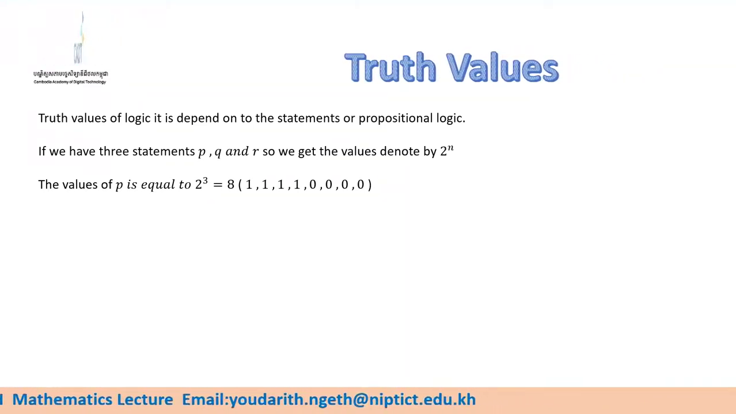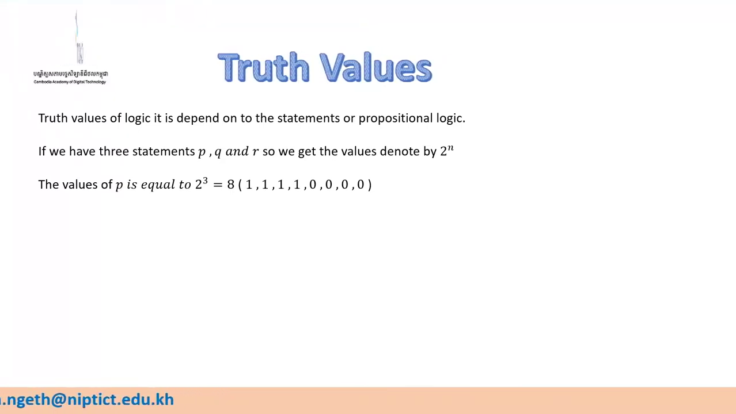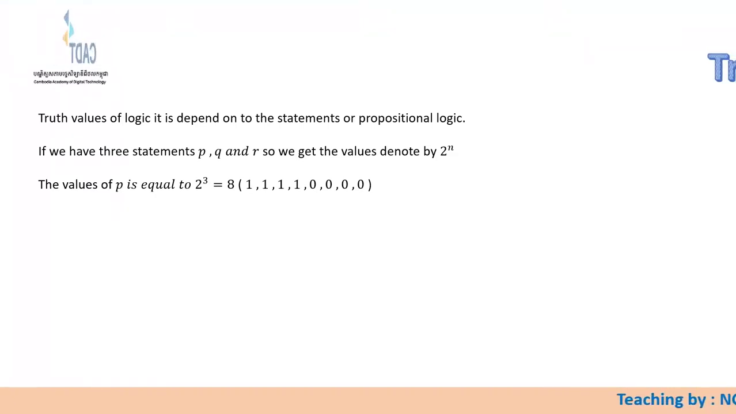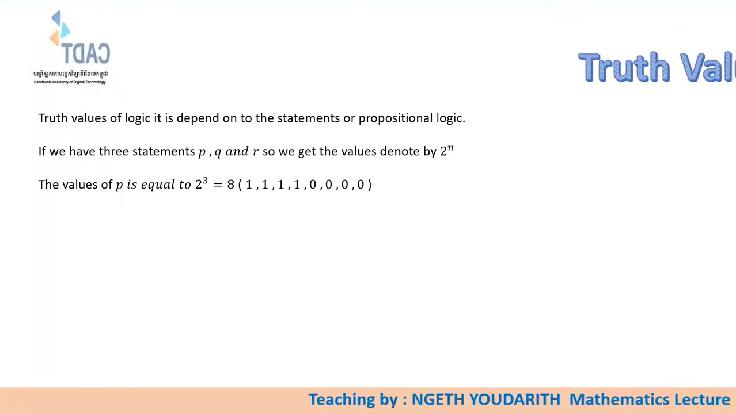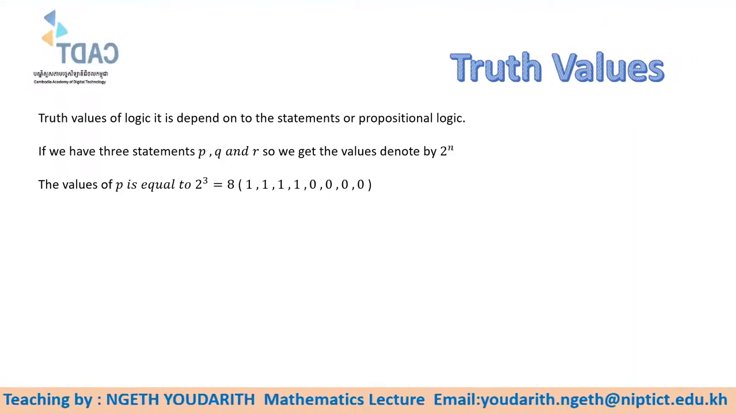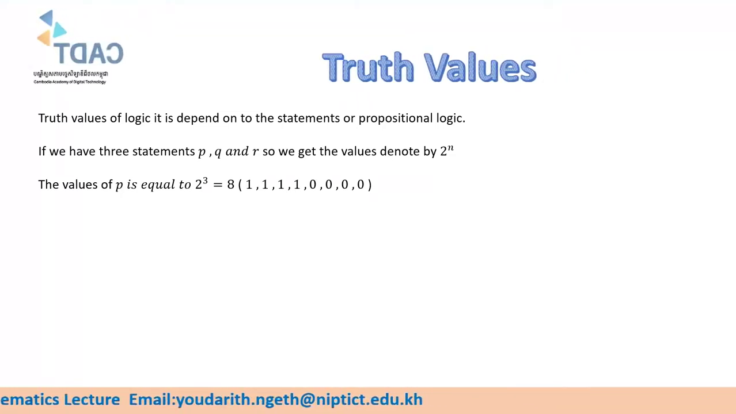If it equals 8, it means that we get 4 true values and 4 false values. So in this case, I write 1, 1, 1, 1, and 0, 0, 0, 0. This is our value of P.